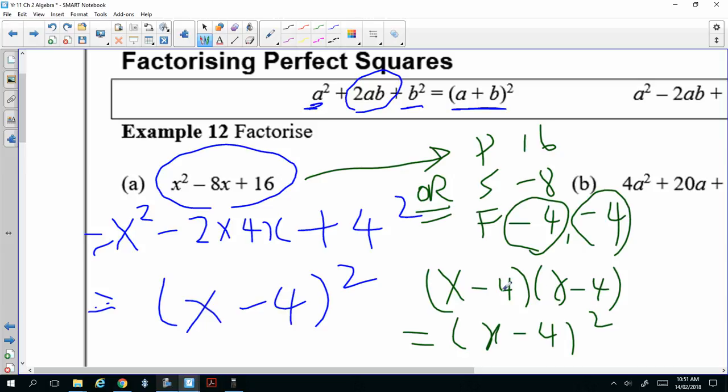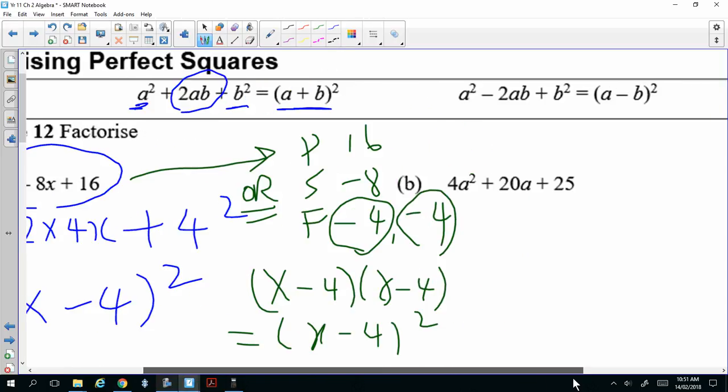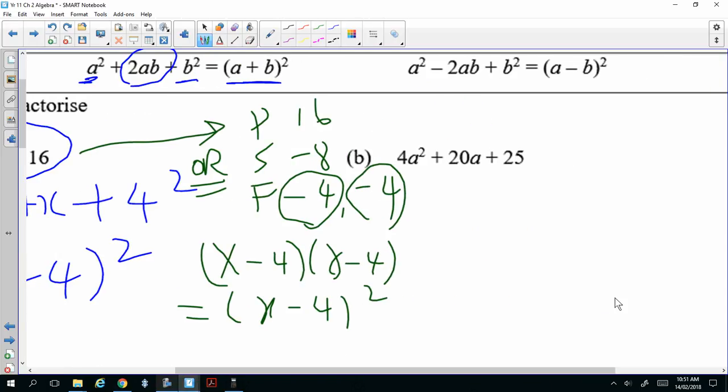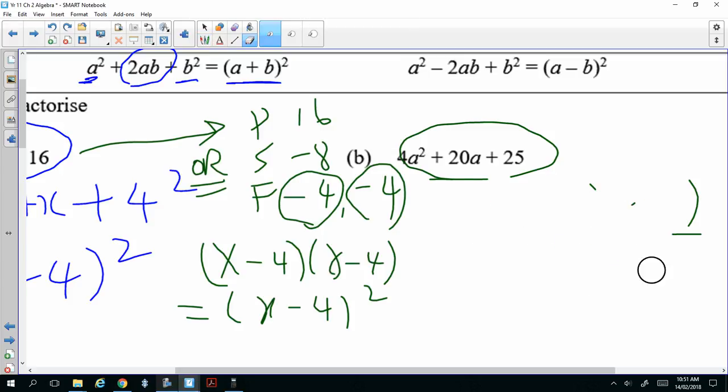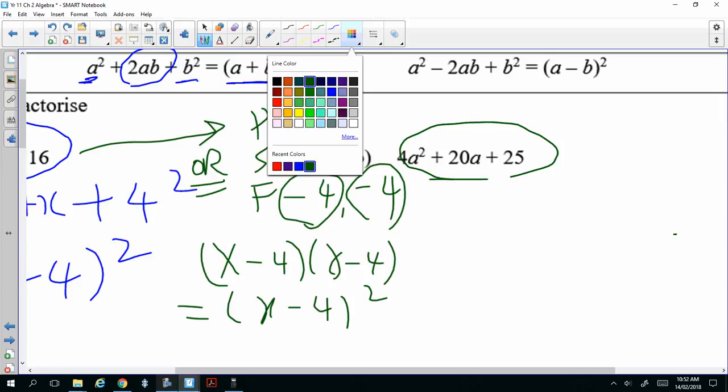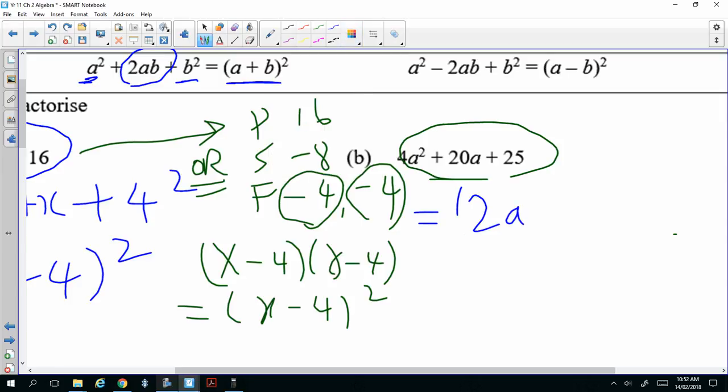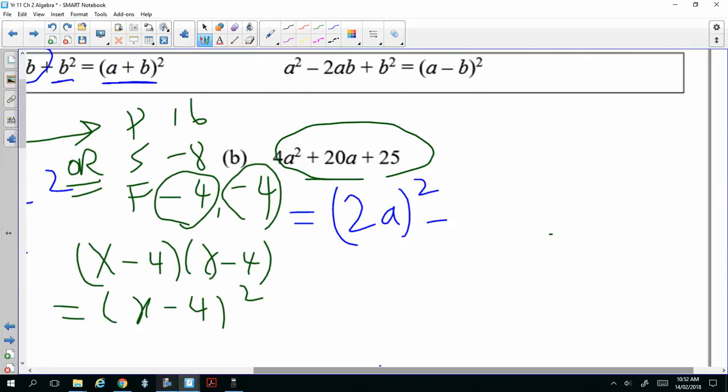But it's going to save you time with this one because you don't need to use the 4a, isn't it? Right? That's going to take long. So we can use the perfect square method. So how do I use the perfect square method? So you need to write that as 2a all square as your first term. Second term is you're going to write plus 2, you must have a 2 in front, times 2a times 5, isn't it? And the last one is 5 squared.